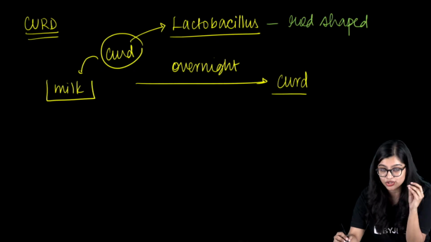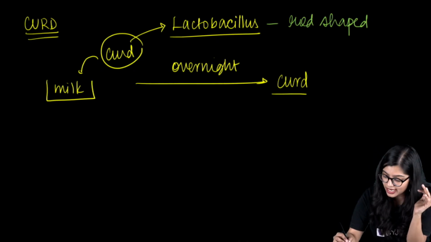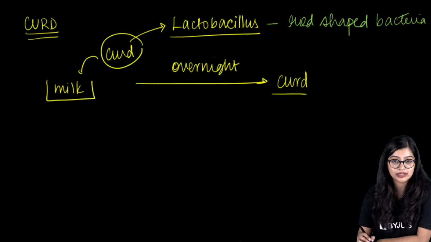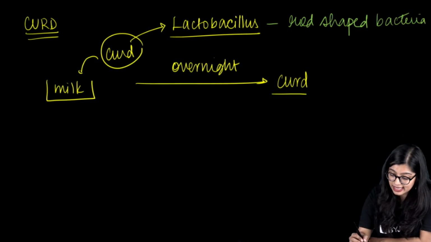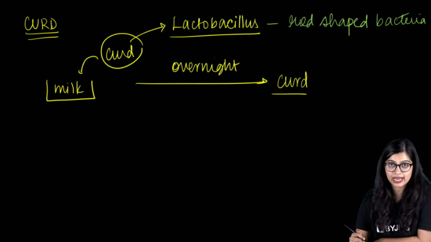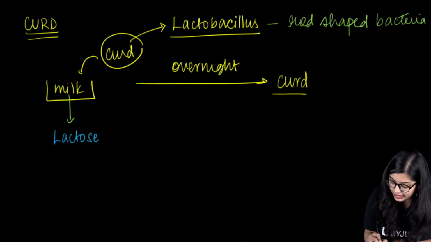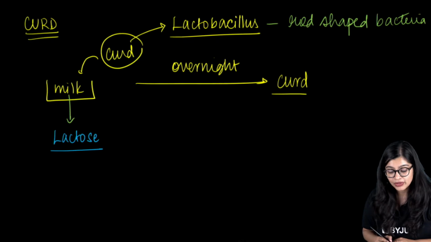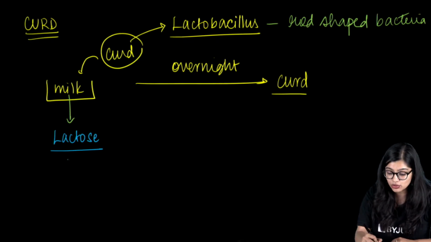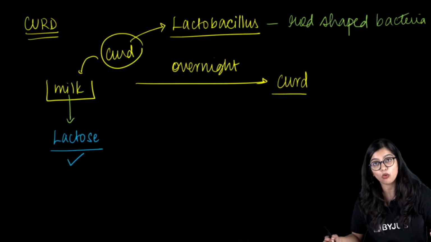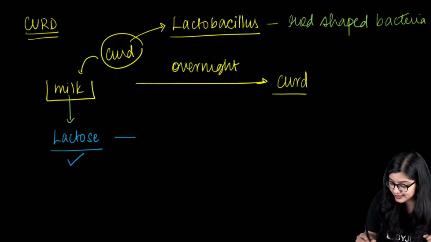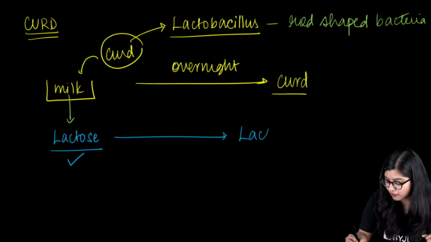Students, if you want notes, write it down as I am teaching you, right? It is a rod-shaped bacteria which is found in the curd. Now, once we add this curd, the milk in itself has something inside it. Milk has various proteins, but it also has lactose. This lactobacillus will use this lactose in order to make more of itself. And when it utilizes this lactose, it will result in the formation of lactic acid.